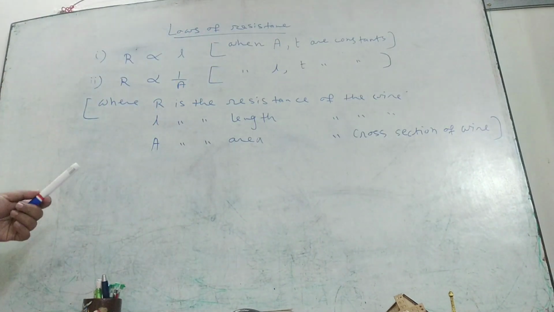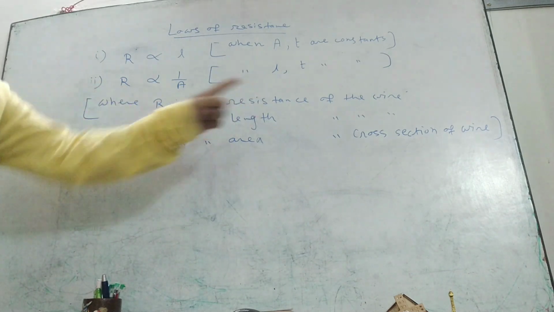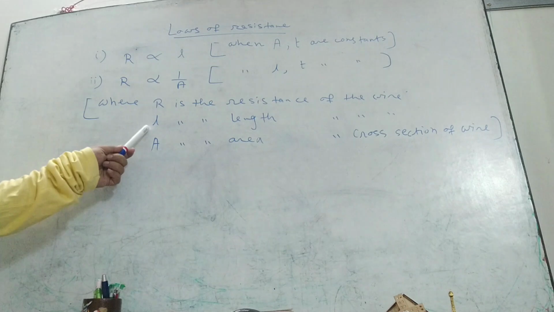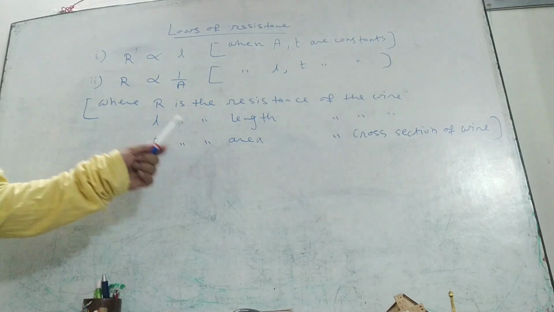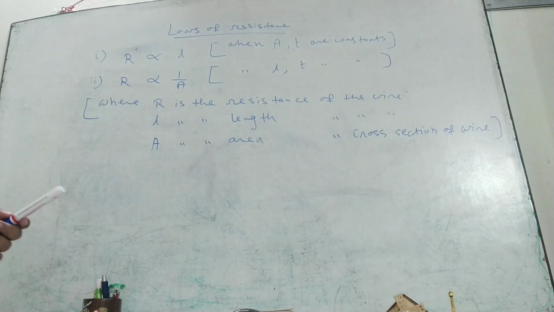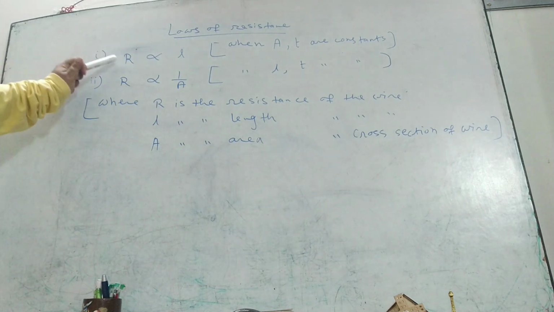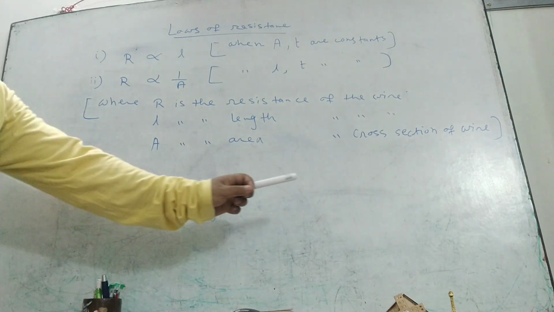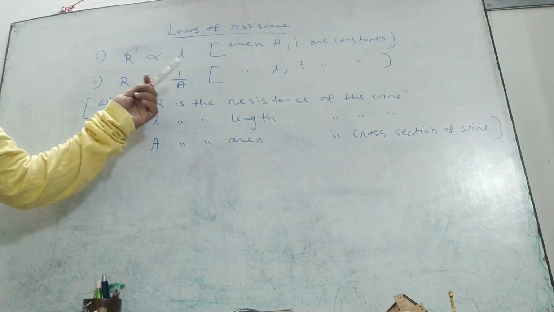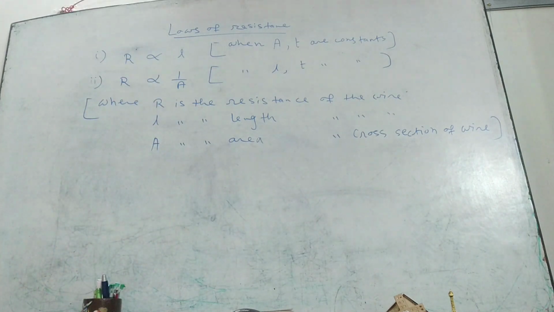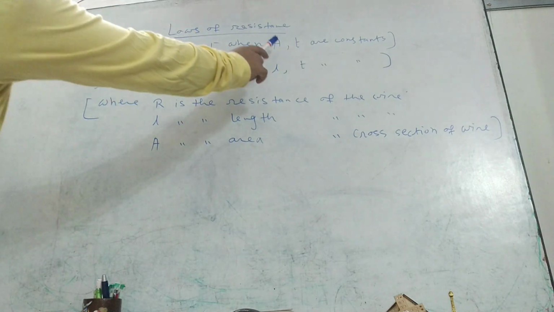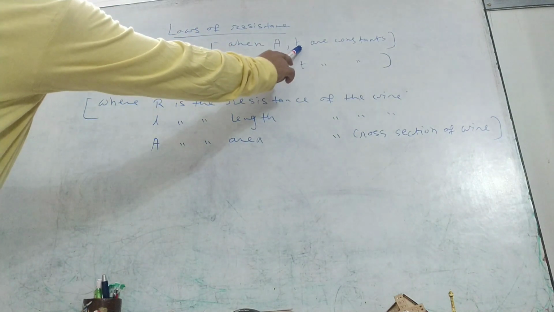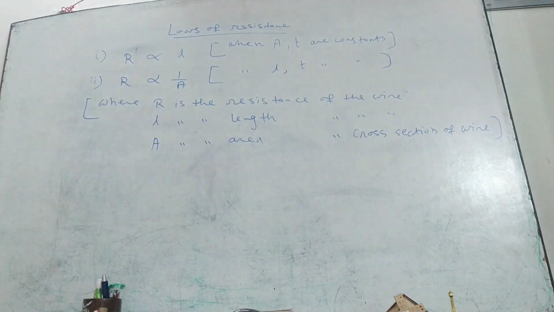Laws of resistance. If R is the resistance of the wire, L is the length of the wire, and capital A is the area of cross section of the wire, then at first R is directly proportional to L. That is, when the length of the wire increases, the resistance of the wire also increases, when area of cross section A and temperature T remain constant, that is, the temperature of the wire remains constant.